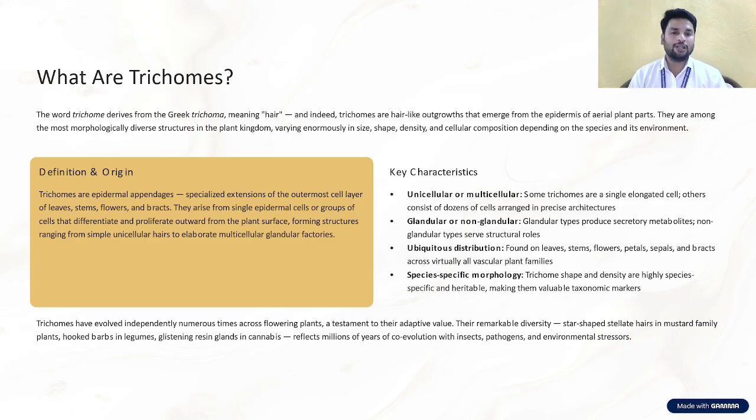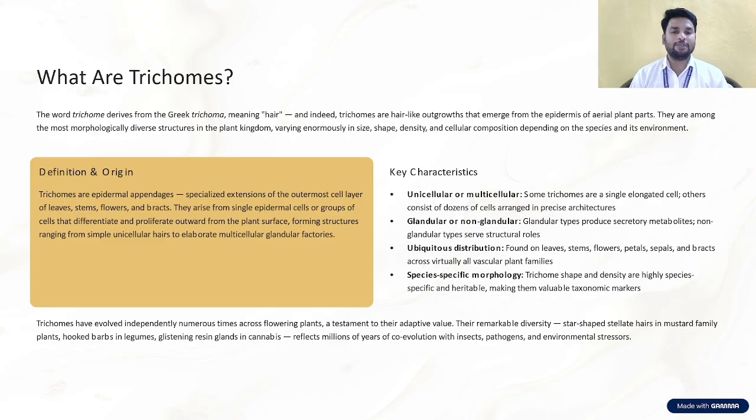Okay, so there are certain classifications or characteristics of trichomes. Unicellular or multicellular trichomes: some trichomes are single elongated cells and others consist of dozens of cells arranged in a precise architecture, known as multicellular trichomes. Then glandular or non-glandular trichomes. Glandular trichomes produce secretory metabolites and non-glandular trichomes serve as structural roles only. Ubiquitous distribution: found on the leaf, stem, flower, petal, sepal, bract. Approximately every plant part is covered by this particular hair known as trichomes.